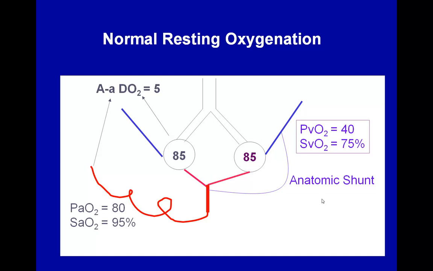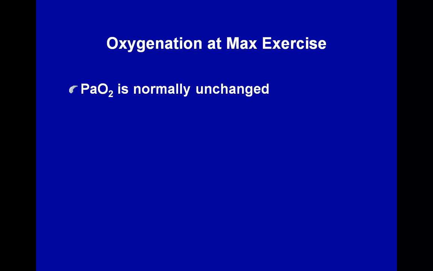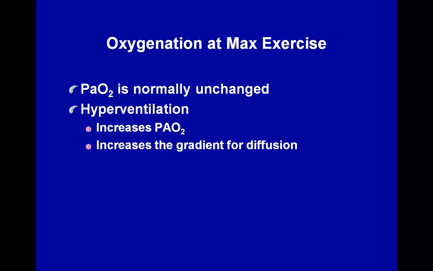The difference for oxygen is only 5 millimeters of mercury in a normal person at rest because we only have a little bit of low VQ and a little bit of anatomic shunt. With exercise, we're going to pump more pulmonary capillary blood flow through the lung. And despite the fact that we're consuming a large amount of oxygen, arterial PO2 really is pretty much unchanged.